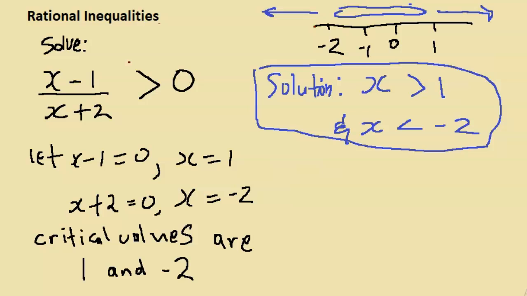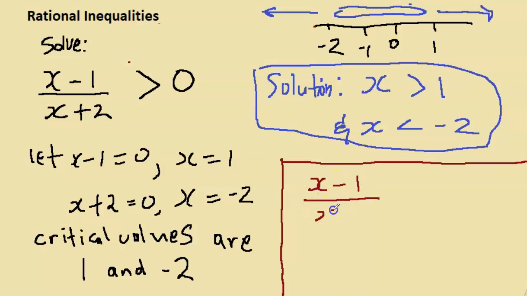Now, the logical conclusion that we can make: if you were asked to solve, let's say this was a problem, x minus 1 over x plus 2 is less than 0, or x minus 1 over x plus 2 is a negative number. Less than 0 means the number is negative, right? It would have the same critical values, because 1 would make the numerator 0 and negative 2 will make the denominator 0. So we'll end up with the same critical values.